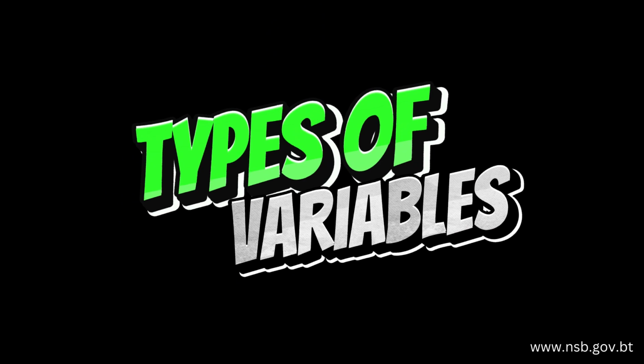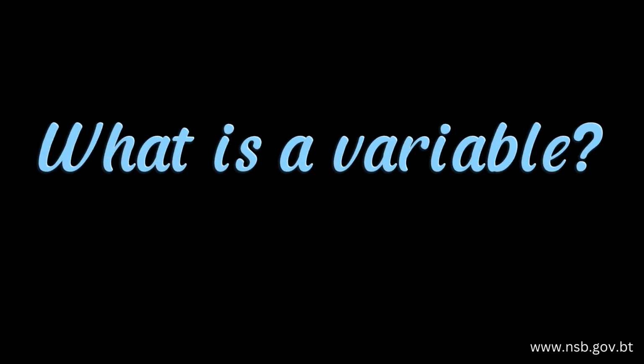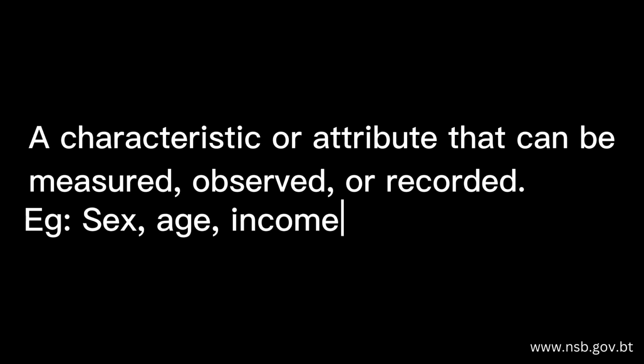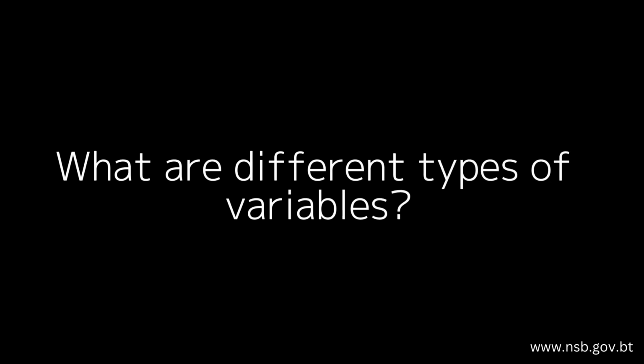Continuing the series on basic statistics, we will be learning about variables today. What is a variable? A variable is a characteristic or attribute that can be measured, observed, or recorded. Sex of a person, age of a person, your monthly income, types of dwelling you reside in are some examples of a variable. What are different types of variables?